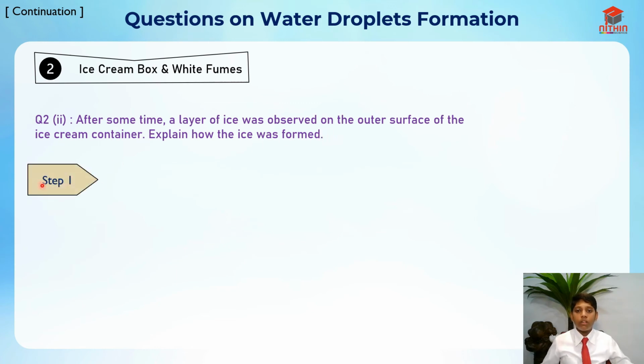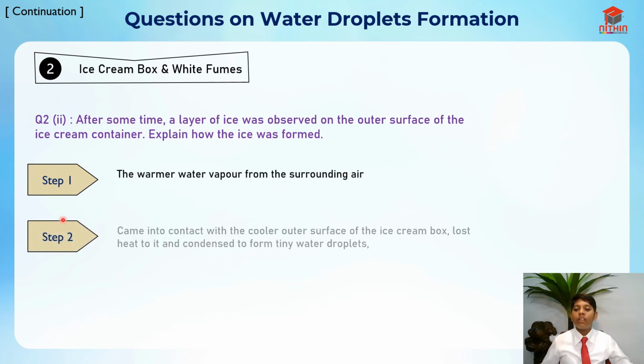First, we need to explain that the warmer water vapor from the surrounding air came into contact with the cooler outer surface of the ice cream box, lost heat to it, and condensed to form tiny water droplets. Why is that so? On the outer surface of the ice cream container, the warmer water vapor from the surrounding air came into contact with the cooler outer surface, lost heat to it, and condensed to form tiny water droplets.